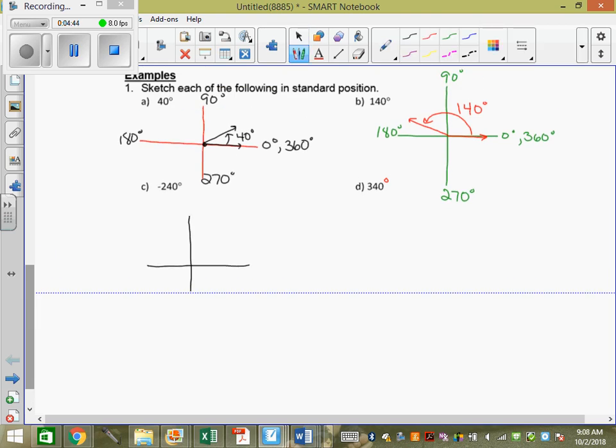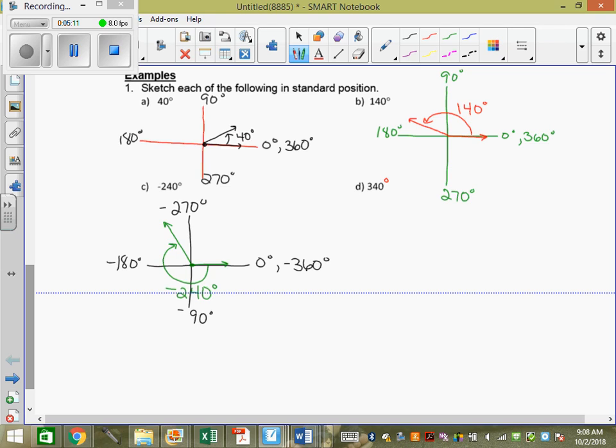Then I have negative, so 0, negative 90, negative 180, negative 270, negative 360. I start here. Negative 270 is 30 away from 270, right? So it's going to be here. Negative 240.